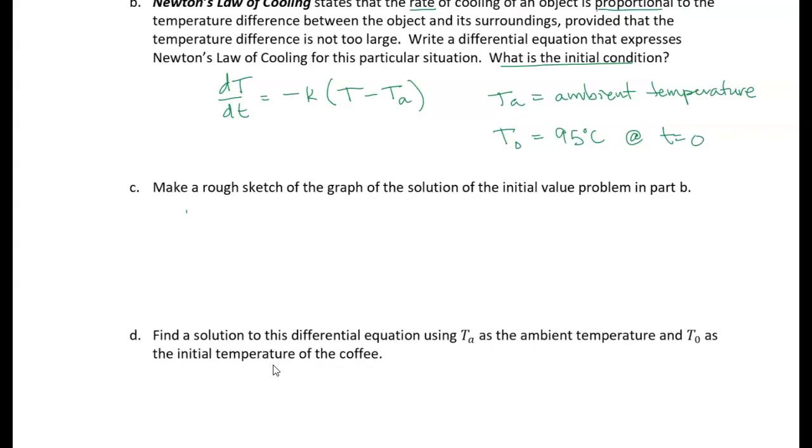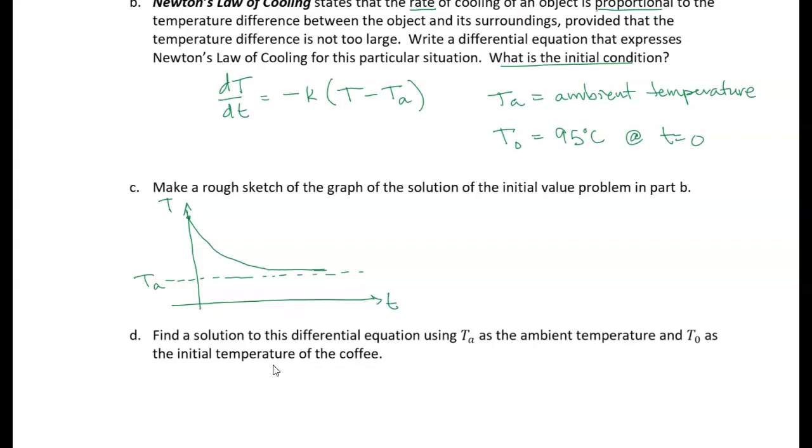All right, so let's draw a little sketch of what we think this is going to look like. It's hot coffee, so we're starting out. This is our temperature and this is time. Let's draw our ambient temperature. This dotted line represents the ambient temperature, T sub A. So it starts out hot, and then it's going to cool, but the rate of change of cooling gets less and less negative. It's negative, but it slows down as you're approaching the ambient temperature. So that's probably what it's going to look like.